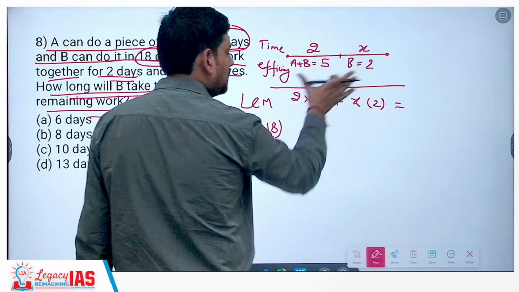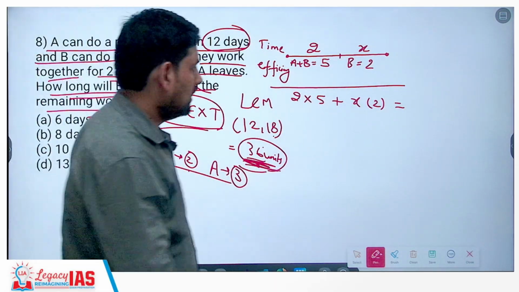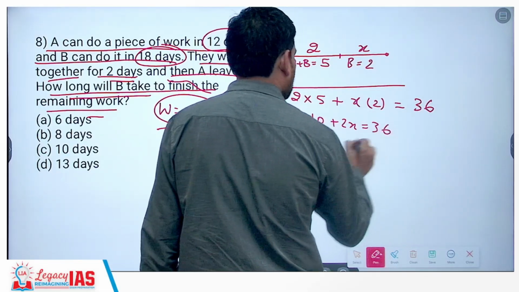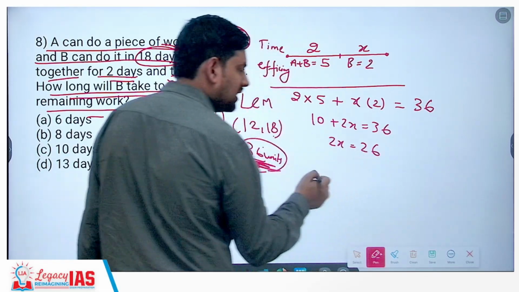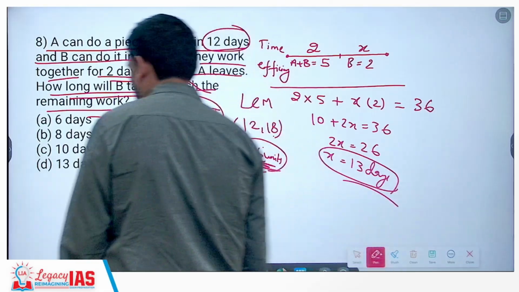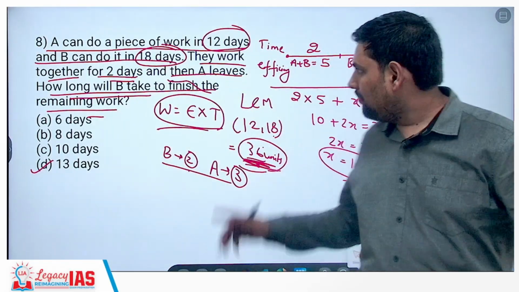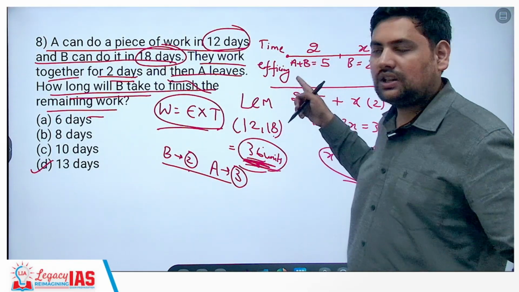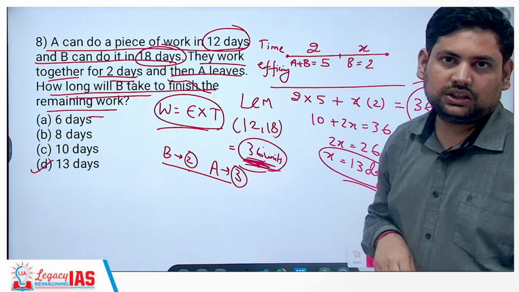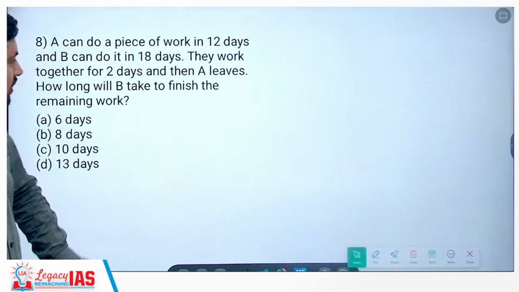Now the sum of both of these is the total work that gets completed. What is the total units of work? 36. So this is equal to 36. What you get is 10 plus 2x is equal to 36, or 2x is equal to 26, that is 36 minus 10, or x is equal to 13 days. That's it. So 13 days becomes your answer. Understood? This way you have to draw it. Above will be the time, below will be the efficiency. Then you multiply them and add them like this. Equate them to the total units of work. That's it.